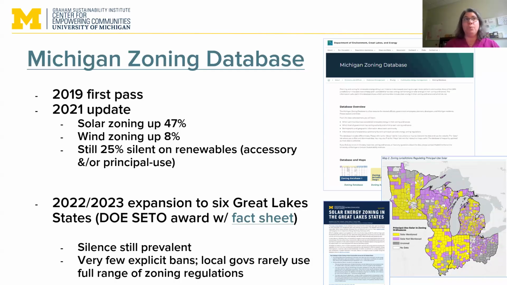So one of the things that we did with some DOE funding in 2022, 2023 is expand this zoning database to the 6 states in the Great Lakes region that you can see here on the right. What we find is that silence is still pretty prevalent in these states. If it's shown in pink, this effectively means that they do not mention large-scale solar.